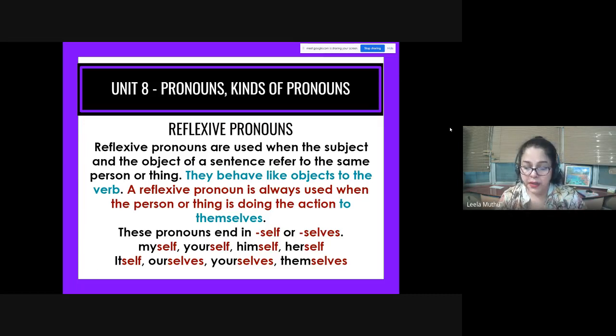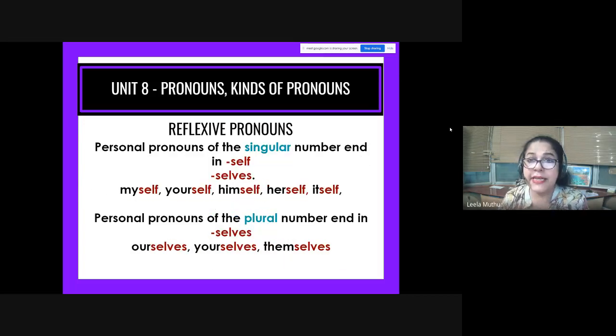Okay, so for example, myself, yourself, himself, herself, itself, ourselves, yourselves, themselves. These are reflexive pronouns. You have to add self or selves to the pronoun. Now let's go to the next explanation.